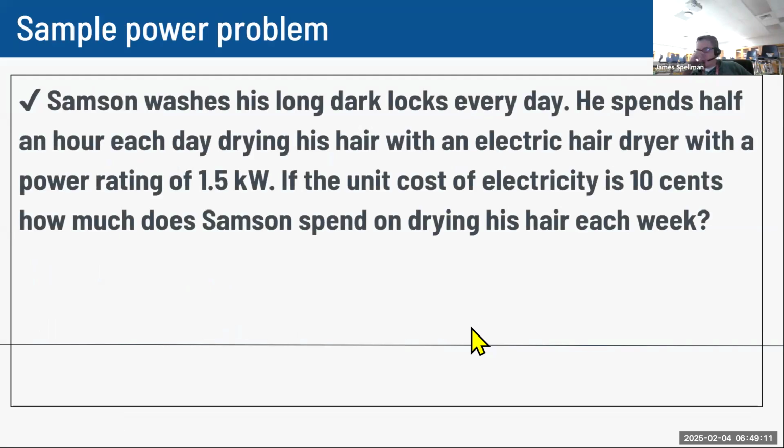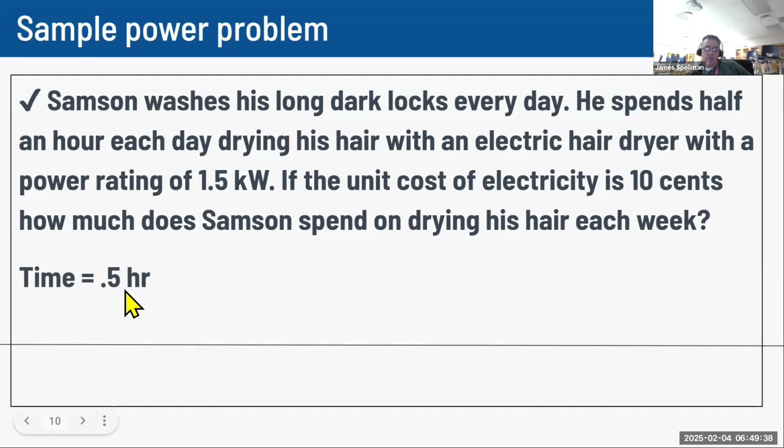Okay. Sample problem, do a couple of these. Look to finish up. Samson washes his hair every day, spends half an hour drying his hair with an electric hair dryer. And the hair dryer is 1.5 kilowatts. So how much is this going to cost for the month? Actually, it says how much is he spending on his hair each week.